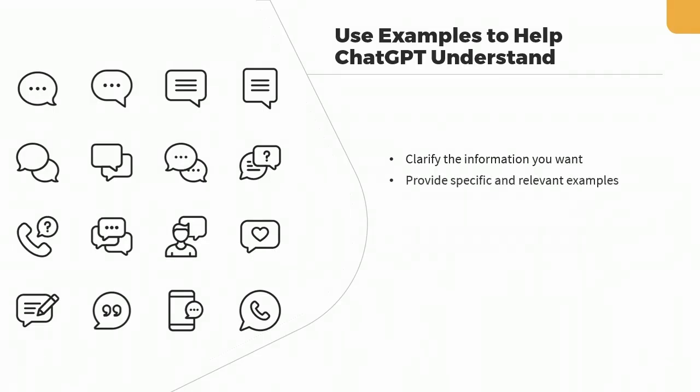When providing examples, ensure that they're specific and directly related to the task or question at hand. For example, when creating a descriptive paragraph about a person, including specific examples of physical features, personality traits, or actions can help ChatGPT better understand what type of description is required.